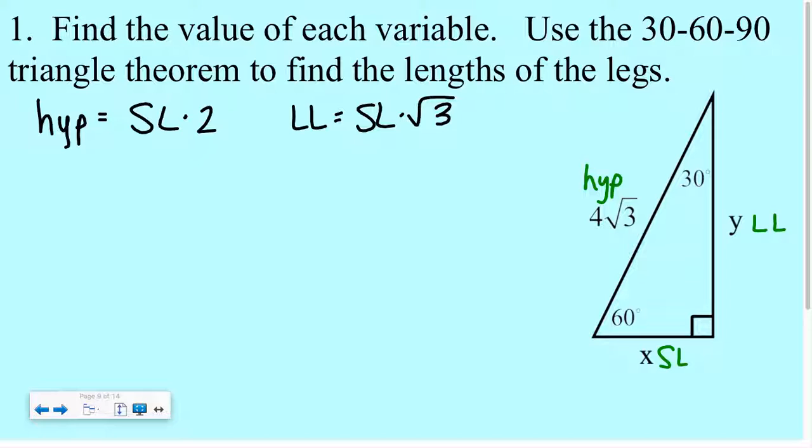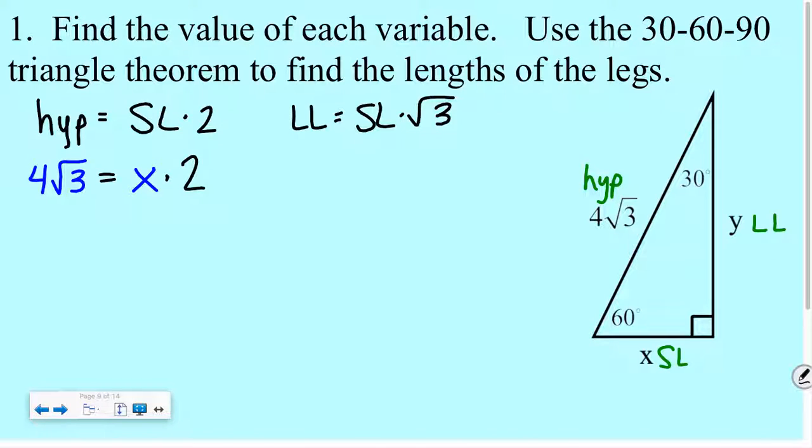What do you think? Should we use the hypotenuse rule or the long leg rule? Yeah, because they give me the hypotenuse. So I'm going to take what I know and substitute it in. Instead of hypotenuse, it's going to be 4 square root 3, equals, instead of short leg, what should we substitute in? X times 2. In blue is what I substituted in.